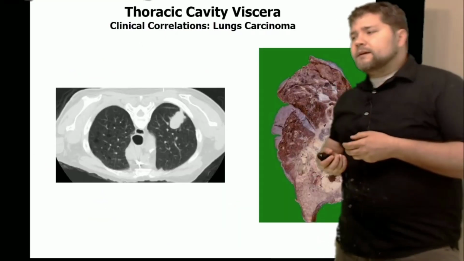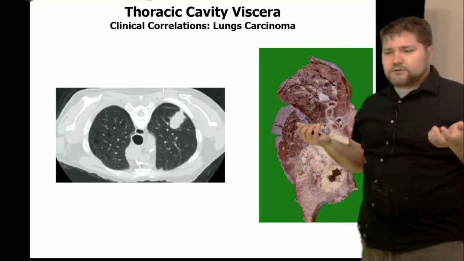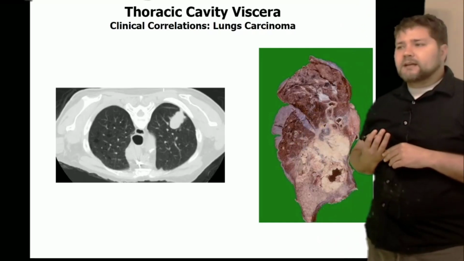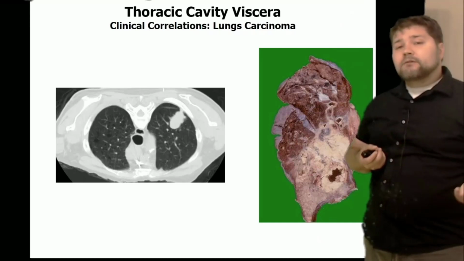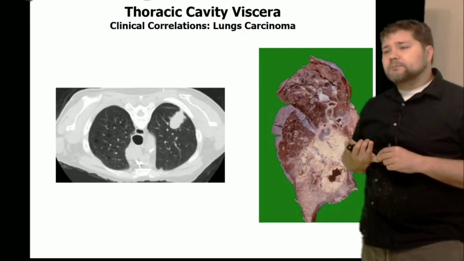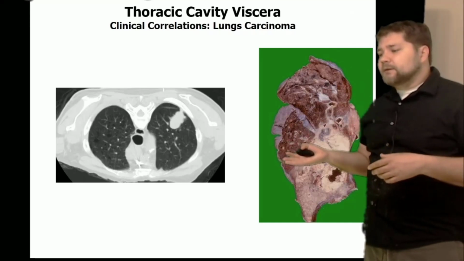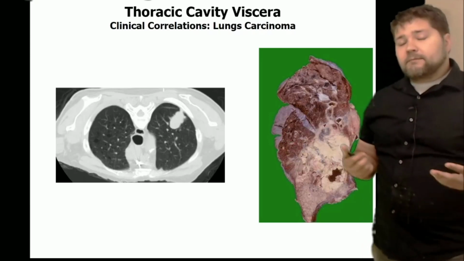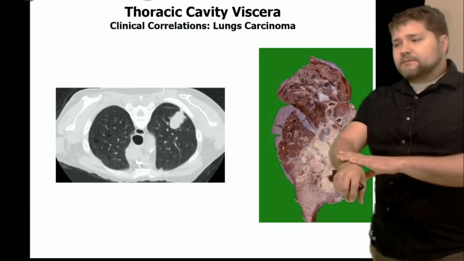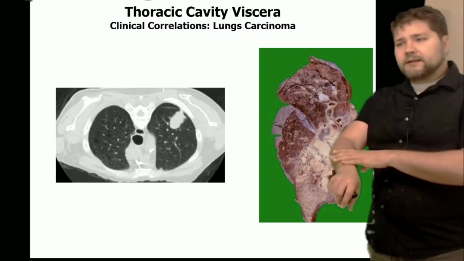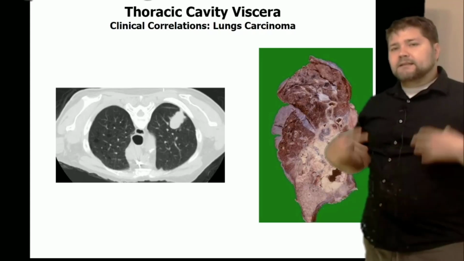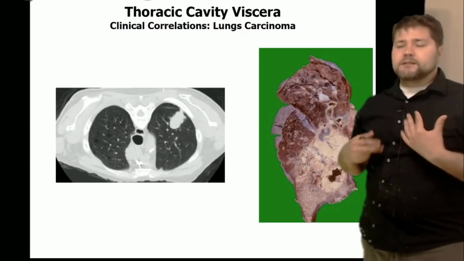A couple of clinical correlates. I'm sure everyone's familiar with lung cancer, a relatively common cancer. We do have several variants. You can get squamous cell carcinoma of the lung and adenocarcinoma. What does that mean? Squamous cell is a type of skin cell, right? So it's an epithelial cell. In the lungs, we have epithelial surfaces on the bronchi.